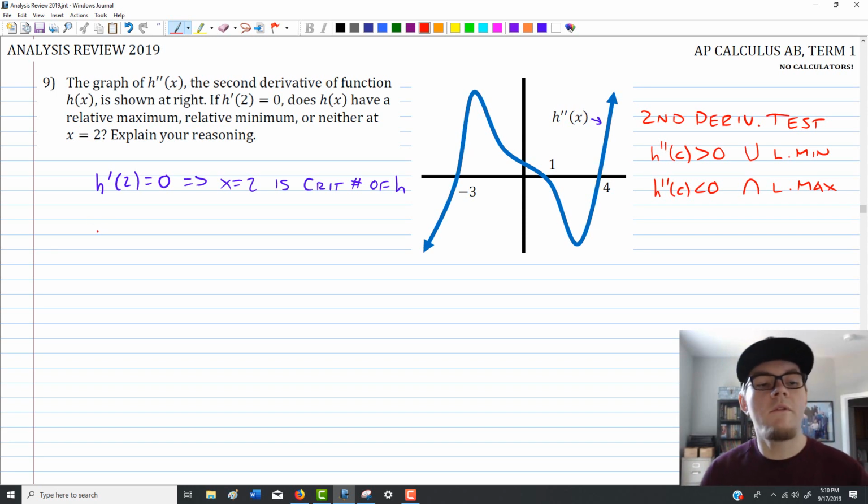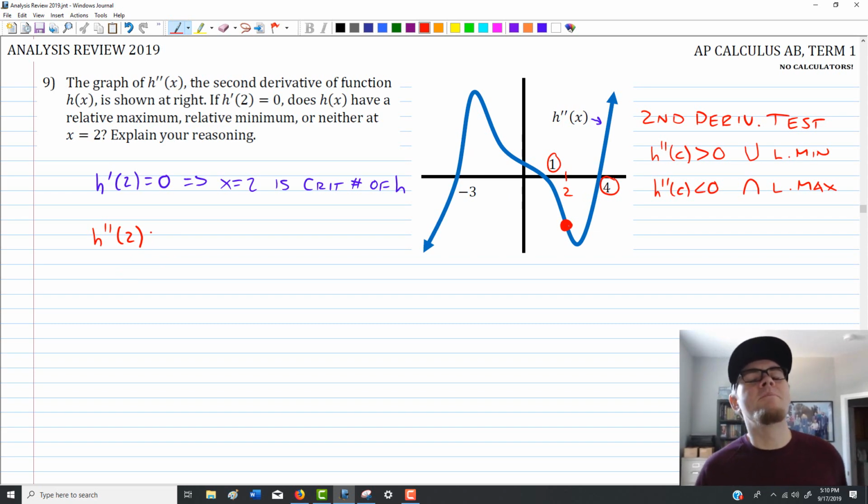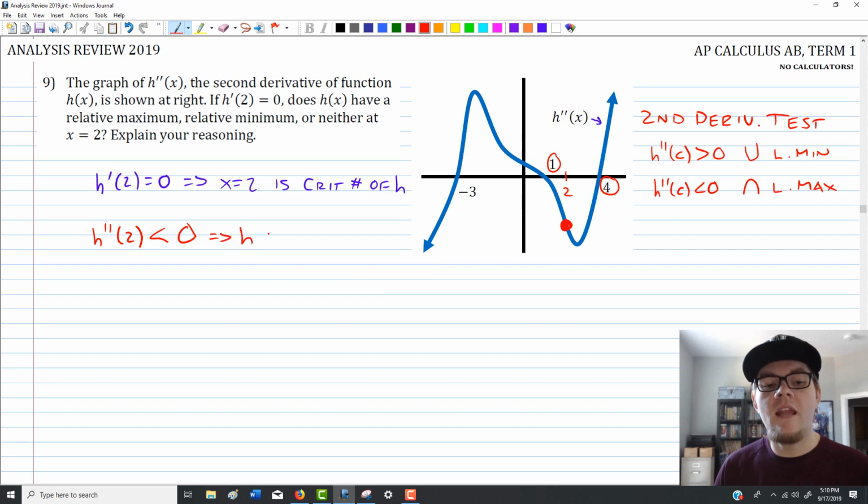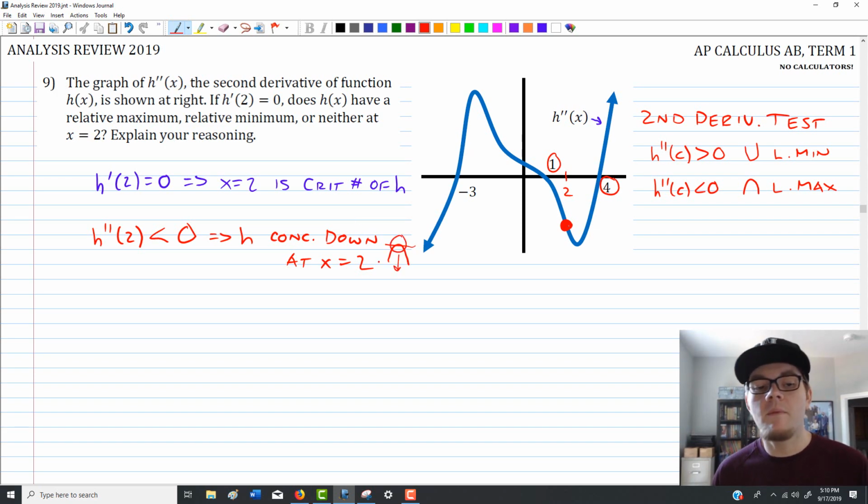So to finish this particular point off, what we need to figure out is what is h double prime of 2. So in looking at our picture, since this is 1 and this is 4, that means 2 falls somewhere in here. And although we can't be sure of the specific value of h double prime of 2, what we can tell is that h double prime of 2 is definitely negative. What that tells us is that h is concave down at that point. So what we've just shown is that we are concave down at a critical number, and what that tells me is that we have a maximum.